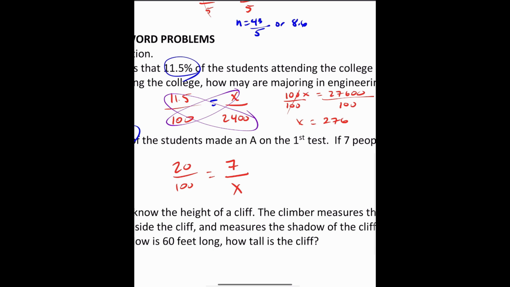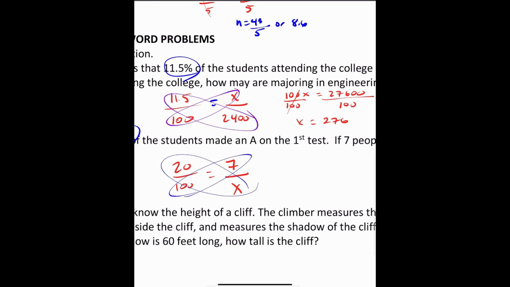So then let me go ahead and write my proportion. So we have 20% of the students made an A on this first test. So we can write that as 20 over 100 equals, now if 7 people made an A, how many students are in the class? So that 7 is actually going to go up top for this other fraction. So I'll write 7 here over x, because it's asking us how many students are in the class, aka the total, right? So here I have my proportion.